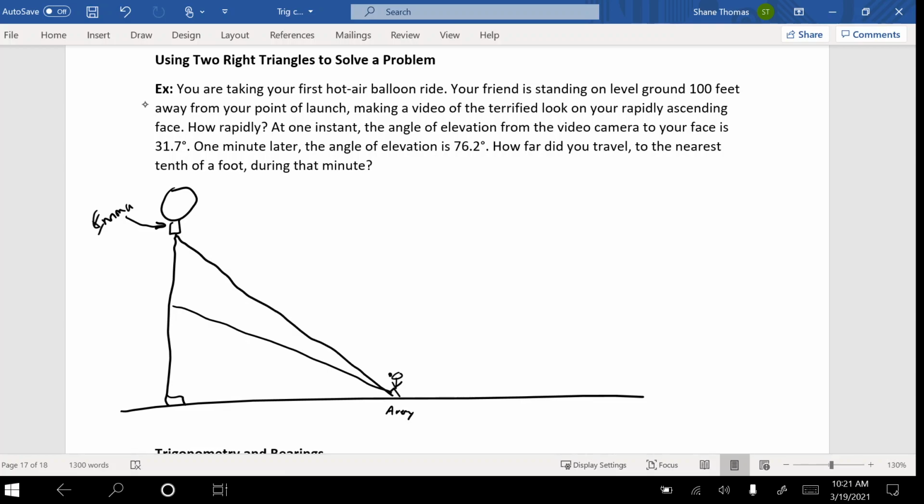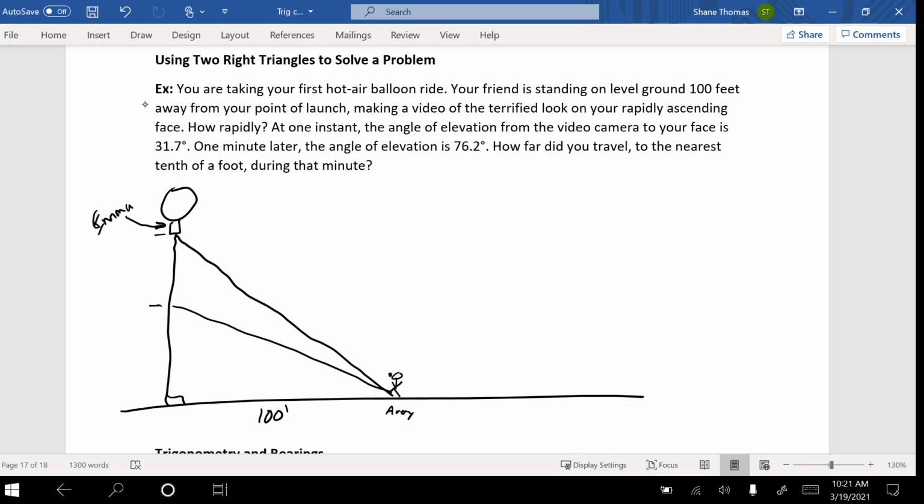Now, in the problem, it says we want to find out how far you traveled during that 1 minute. So we want to know what the distance is from here to here. We don't need this whole distance. We just need this distance, right? We know this distance on the bottom is 100 feet. That's the only distance we know so far. But we have two right triangles with two angles. So we can figure this first triangle out. We can figure out this side, right? Then we can use the big triangle to figure out this total distance, and then just subtract them. All right, so let's do that.